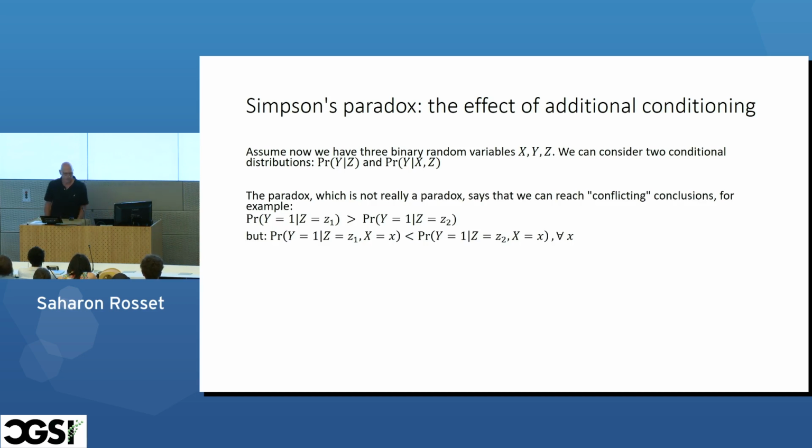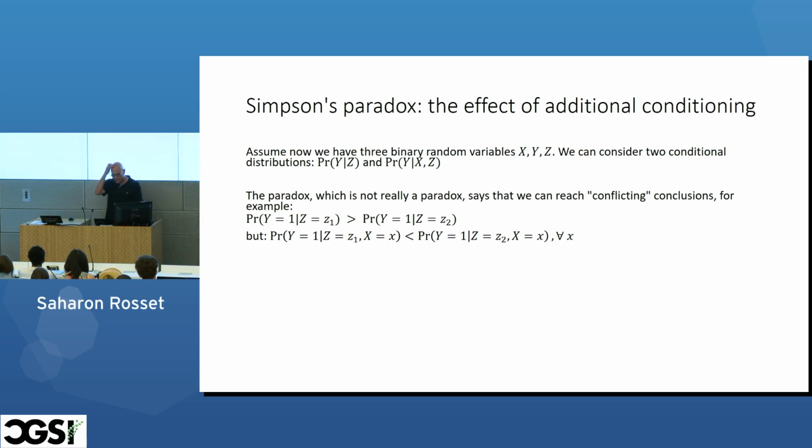And the paradox, which is really not a paradox, says that it's possible that if I condition only on Z, then Z1 would make Y equal 1 more likely than Z2. But for every single value of X, if I condition both on Z and X, then the combination of having Z1 and X would make Y less likely than the combination of having Z2 and X. So the first row is saying if I just ask about the value of Z, then Z1 makes Y more likely than Z2. And the second line says, for every single value of X, if I ask which value of Z makes Y more likely, then for every single value of X, in this case only 2 values, Z2 would make Y more likely than Z1.